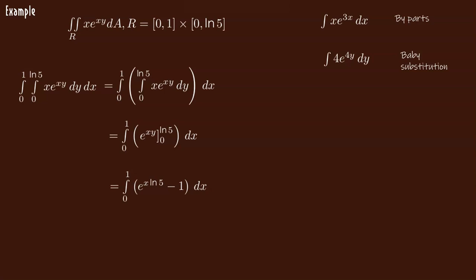Let's go over to the right and see what e to the x natural log of 5 is. It's the same as e to the natural log of 5, to the x. Well, e to the natural log of anything is that thing. So I'm integrating from 0 to 1 of 5 to the x minus 1 dx.